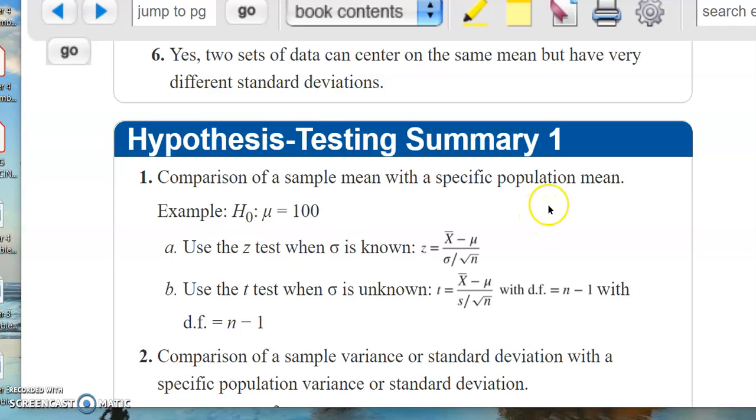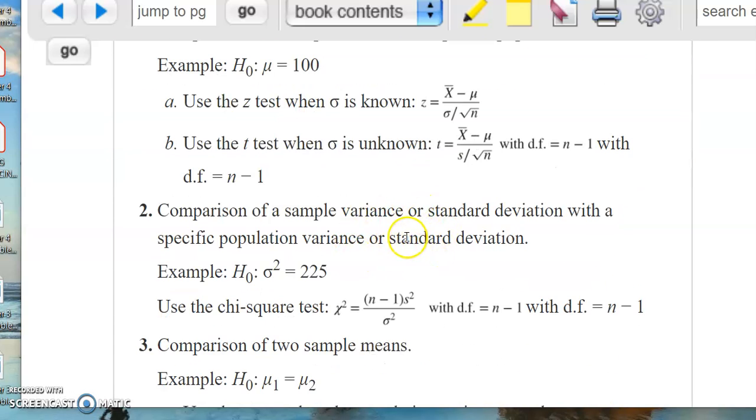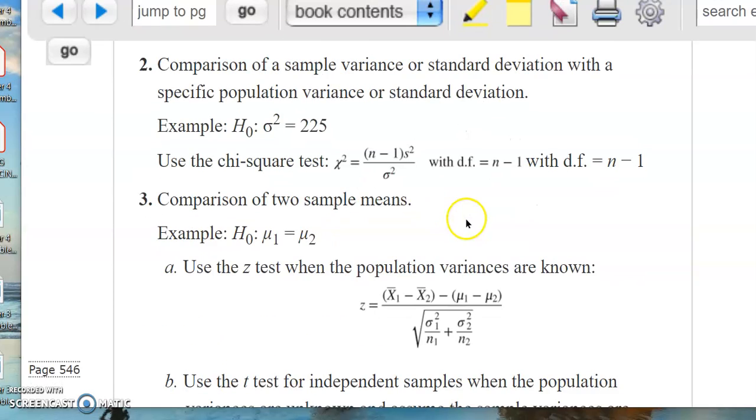So at the end of chapter 9, there's a summary that I think is well worth your time to look at carefully. Make a copy of it. Always have it at your fingertips because it walks you through. It tells you exactly what to do. So the chapter 8 technique is comparing a sample to a population. Okay, now that's for a mean. Here we have a sample variance compared to a population variance. So that's still chapter 8, but it's a different test.